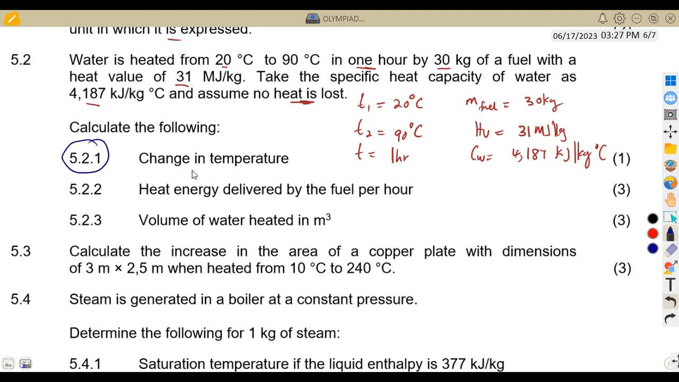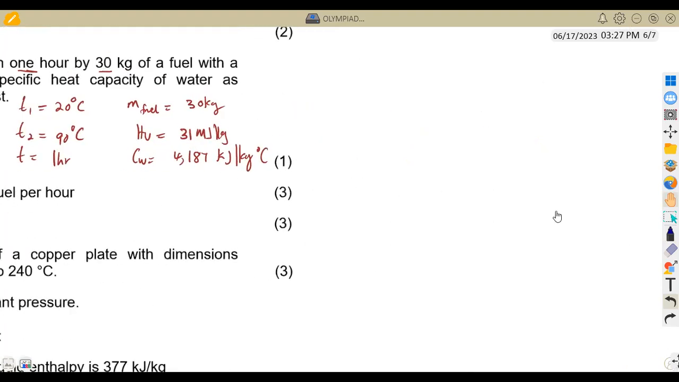And on 5.2.1, we are asked to calculate the change in temperature. As we can see, the water was being heated from a temperature T1, which is 20 degrees Celsius, to T2. So this is going to give us the change in temperature. The change in temperature is given as T2 minus T1, so that is our final temperature of 90 degrees Celsius minus the initial temperature of 20 degrees Celsius. That is going to give us 70 degrees Celsius.